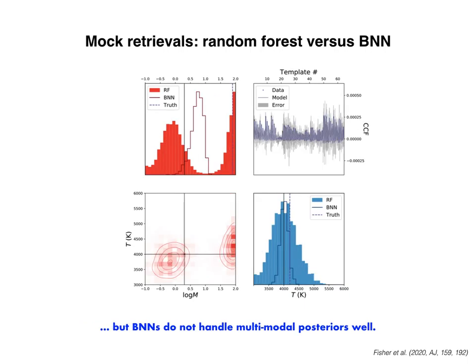In other instances, when the posterior distribution is bimodal, as in this case, and we understand physically why it's bimodal, the random forest gives a more conservative answer, and the Bayesian neural network goes a little bit awry, at least on the metallicity. This area of research continues to be very active, and as the use of machine learning methods for retrieval becomes more and more commonplace, these are the type of things that we should really explore to understand the strengths and weaknesses of each method.